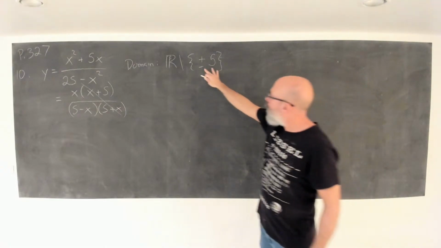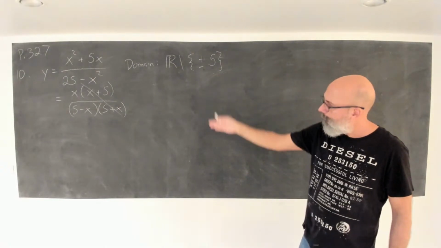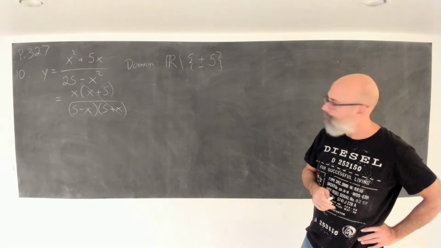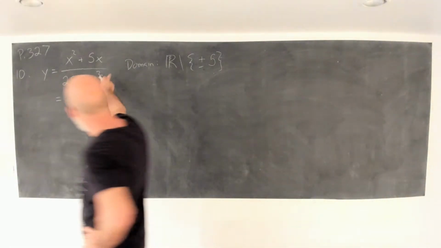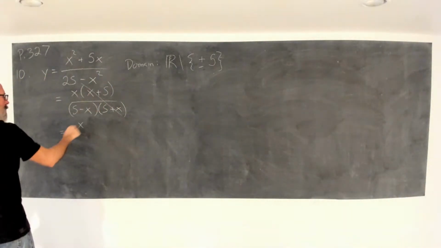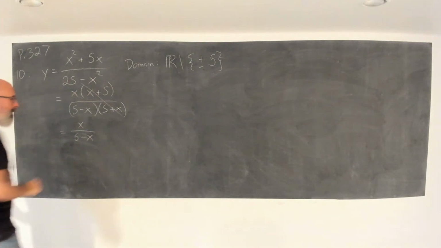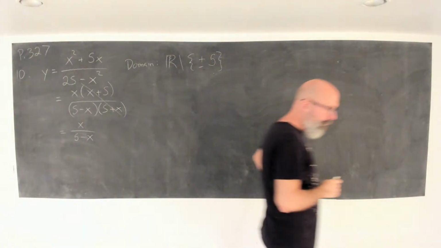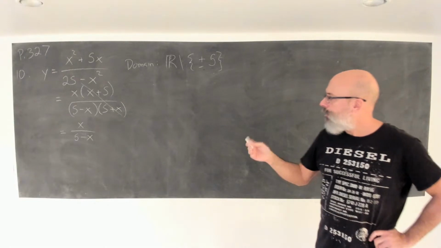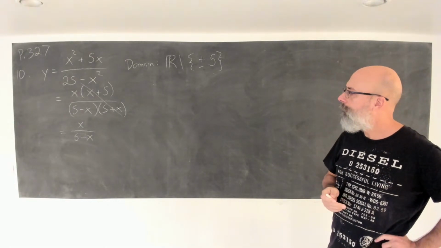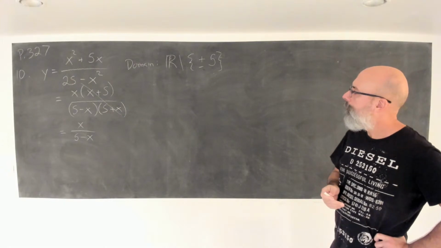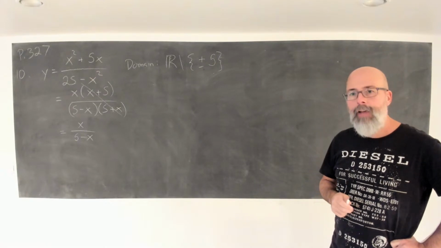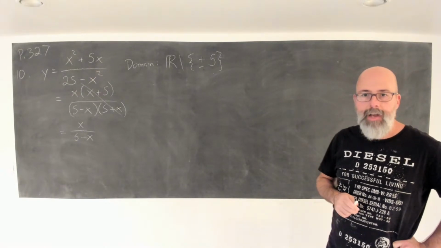So if your domain is everything except plus or minus 5, in other words, if your domain does not include negative 5, then you can cancel them out. So your function, this complicated thing, is actually this simpler expression as long as x is not negative 5. So we're going to have some sort of hole at x equals negative 5, exactly that.